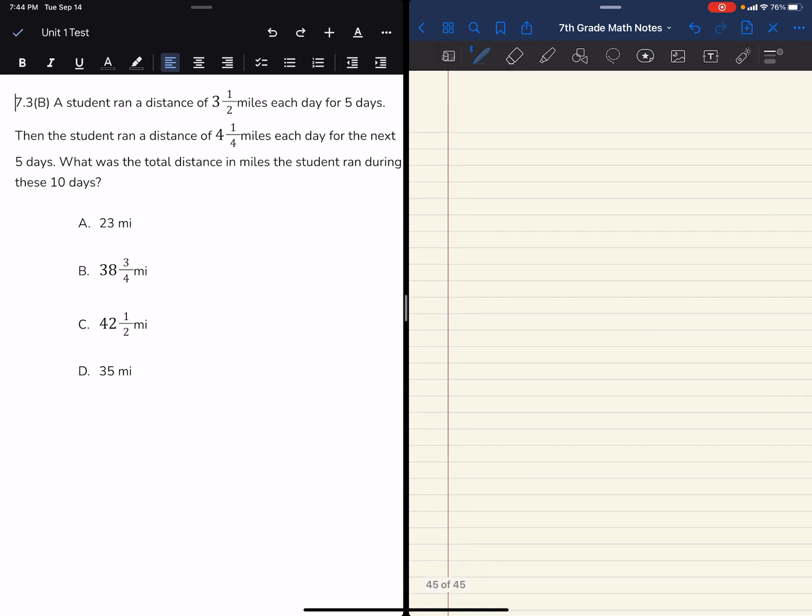Coolio. Let's pull out, oh, that's right, I'm not supposed to be saying that anymore. 3½ each day for 5 days. And then I will also pull out the 4¼ each day for 5 days.